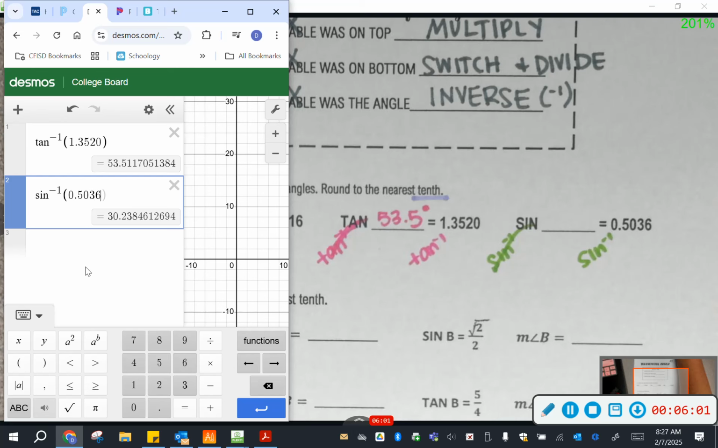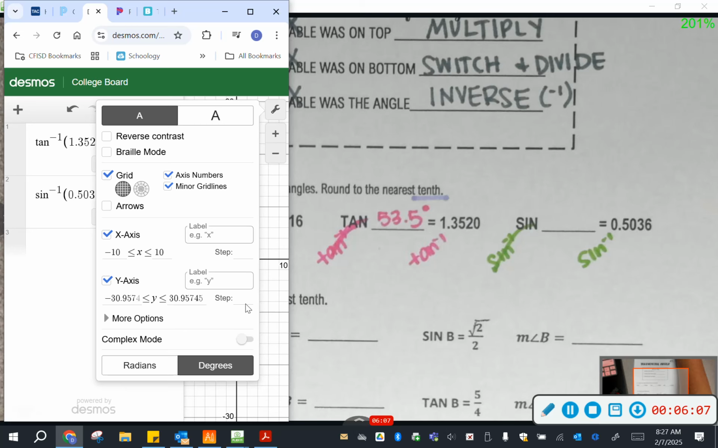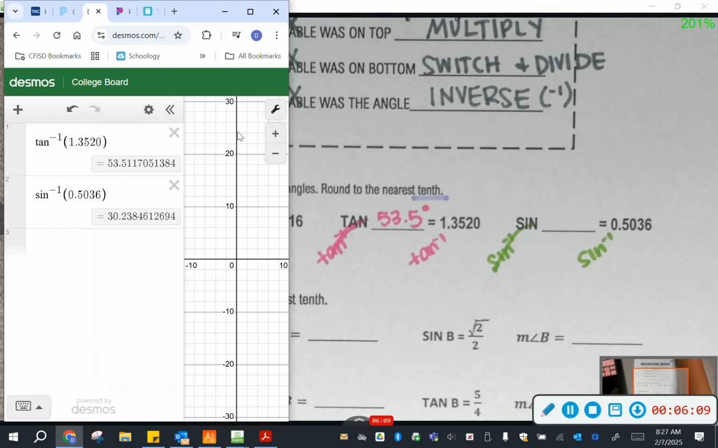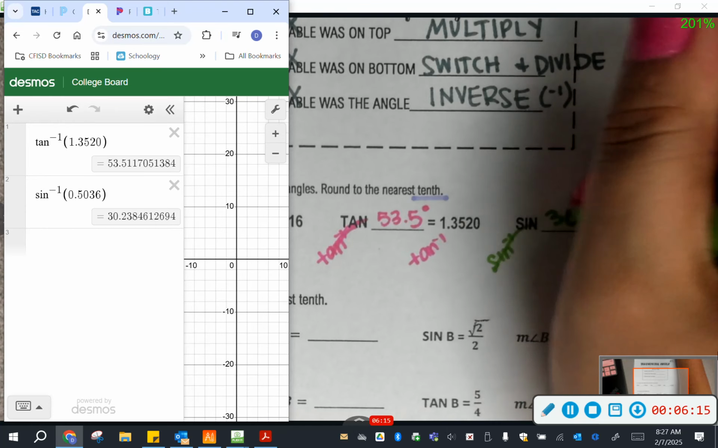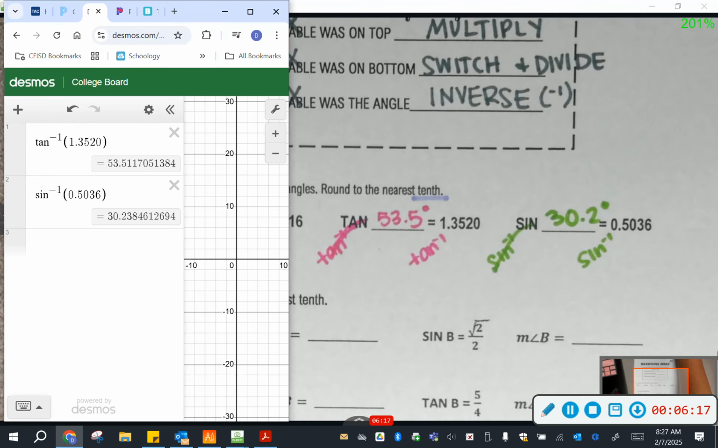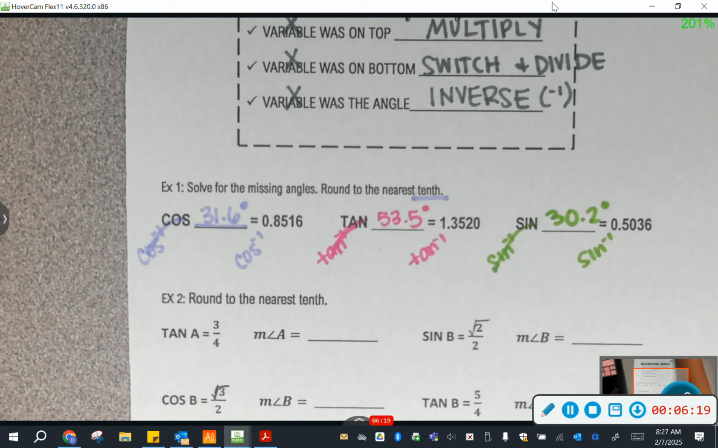If you're not getting the same answers as me, what's wrong? Make sure you're in degree mode. Hit the wrench. What did we get for this blank? 30.2 degrees. Do I have any questions? Nope. This is pretty good, right?